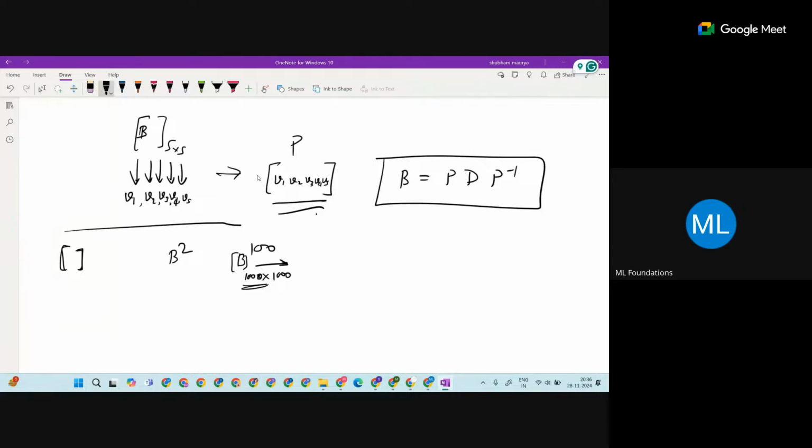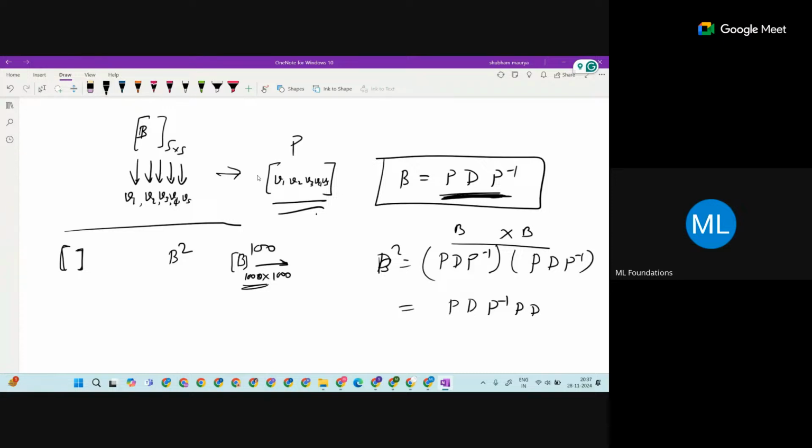So here the direct computation will misbehave, and in this case we'll use diagonalization. By this way you can get the matrix multiplication easily. If you do B square, that means P D P inverse, this is B, times B again, P D P inverse. And this is P D P inverse, and then P here, and then D, and then P.